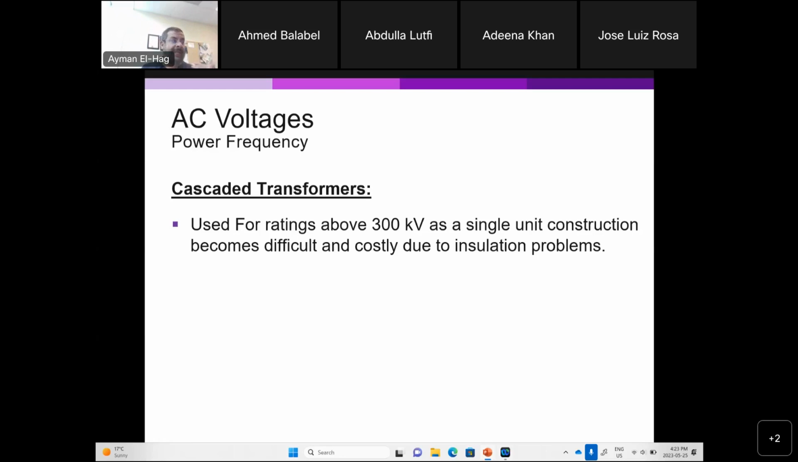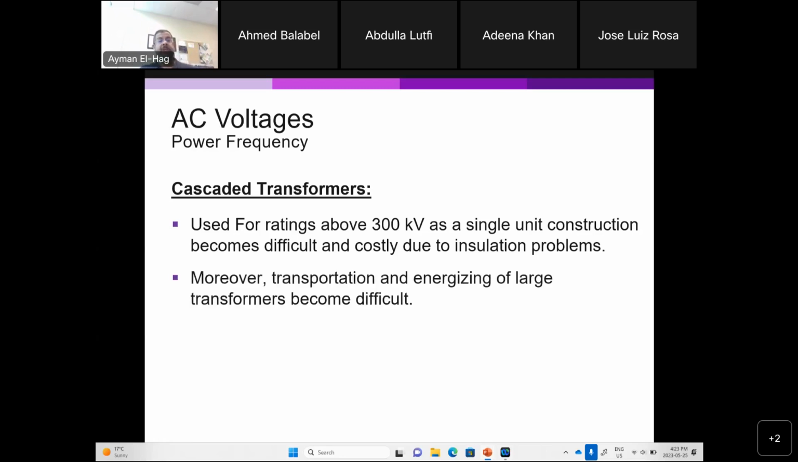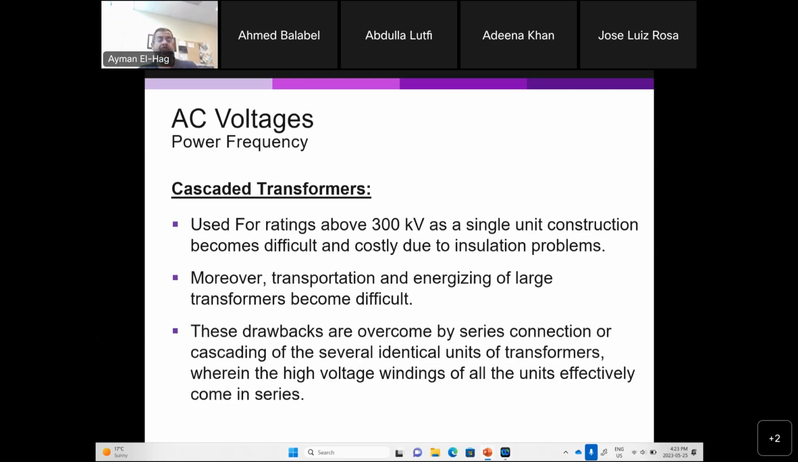How can we do that? That now becomes very costly, and you will have too many installation problems. Plus, as I said, the transportation and energizing become more and more difficult. Remember, those transformers are manufactured somewhere else, and you have to transport them and install them. So that is really costly and becomes very problematic when you work with these extremely high voltages. Now, how can we get rid of these drawbacks?